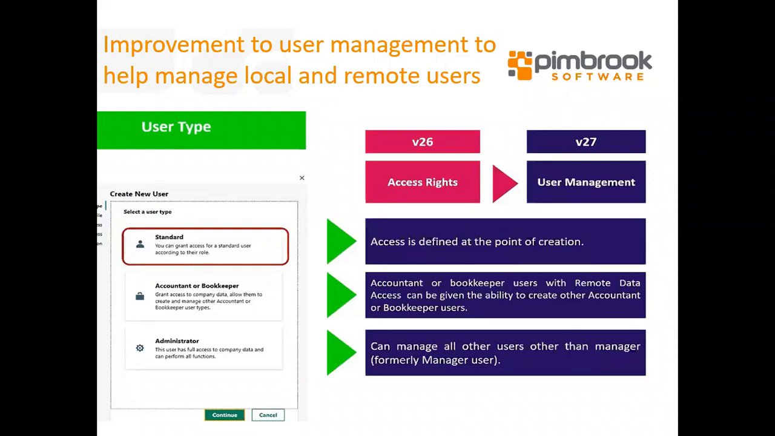In version 26, for instance, you only have access rights, settings access rights. Manager can log into that and set up any username. They can restrict or modify access rights, and give them the level of access they want. But in version 27, you can actually have 3 types of users now. The standard user, which is similar to what you used to be able to do under manager in version 26 and below. In version 27, you can have an accountant user, and this accountant user can actually create another accountant or many other accountant users as well.